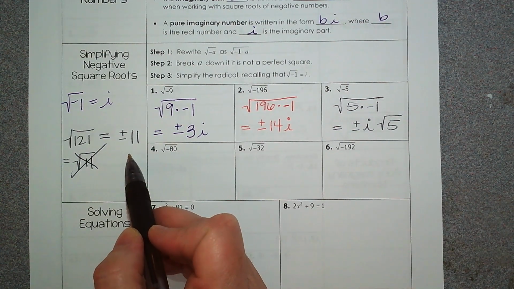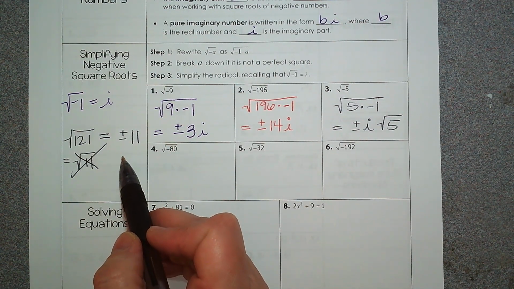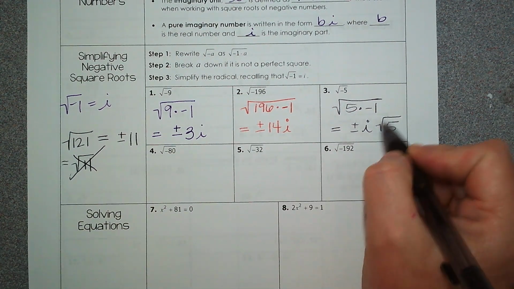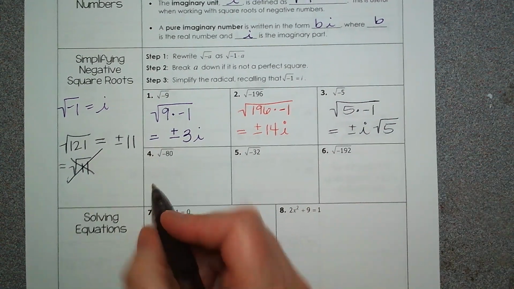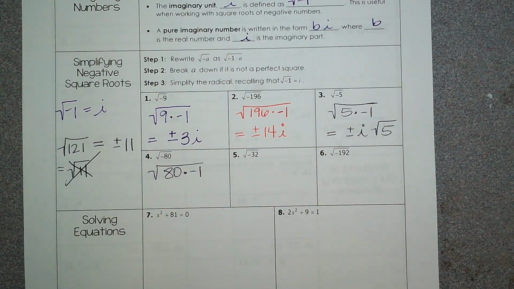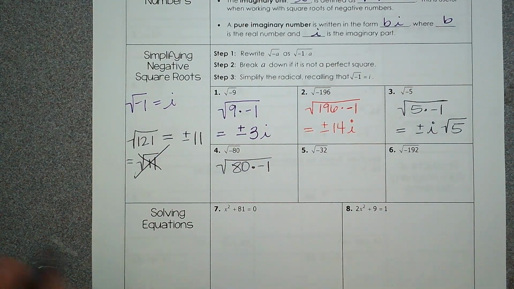The radical is an operation symbol, just like 2 plus 6 is 8. I don't say 2 plus 6 is plus 8. So make sure after you perform the operation that the answer is not under the radical anymore. But I cannot take the square root of 5, so that stays underneath. Number 4, square root of 80 times negative 1. Also, your calculator won't take the square root of negative numbers. But you can use your calculator to simplify the other part.